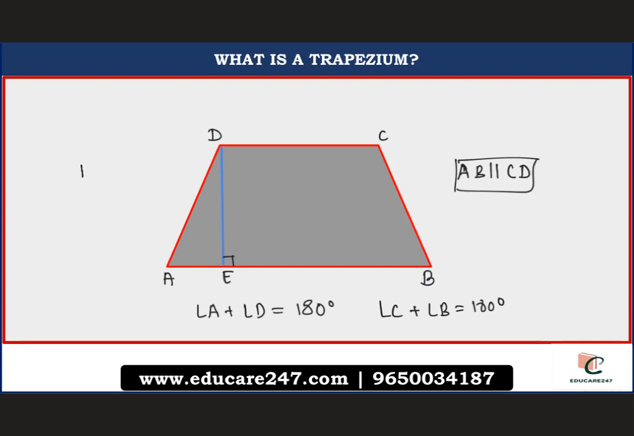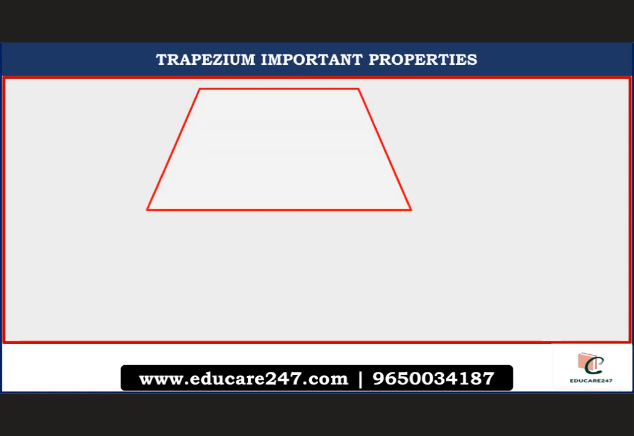And this line DE over here will be the height of your trapezium. Alright, it will play a very important role in a lot of properties. So for now, just understand what a trapezium is, how to identify a quadrilateral as a trapezium. That is the most important point over here. Now we are going to see some very important properties on trapezium that are useful for solving CAT level questions.